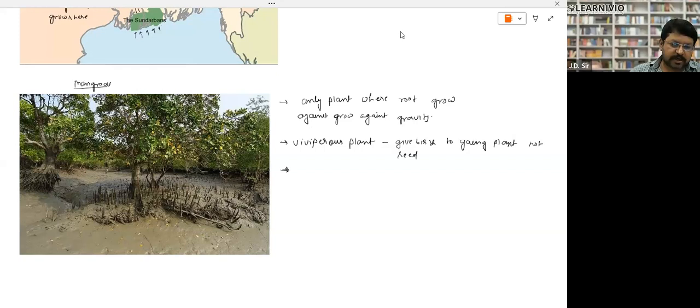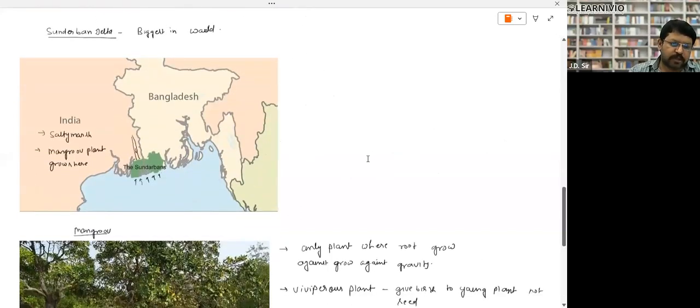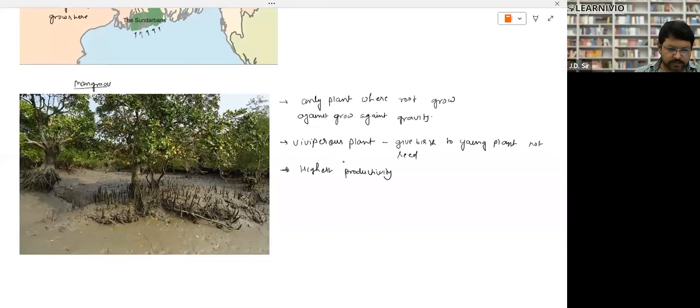The next thing with them: I have already told you they are the viviparous plants, and one more important thing, these plants have the highest productivity. Basically, these are the biology questions you have to remember. Coming to the roots, the roots which are visible to you are basically called pneumatophores. These roots are called pneumatophores.